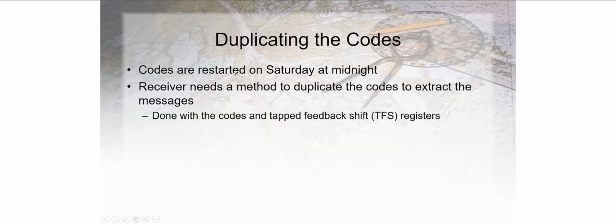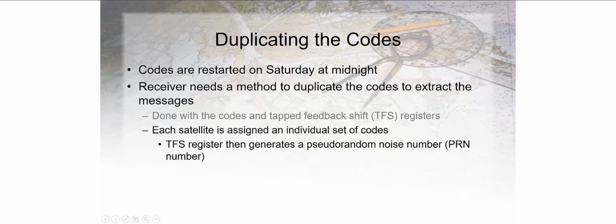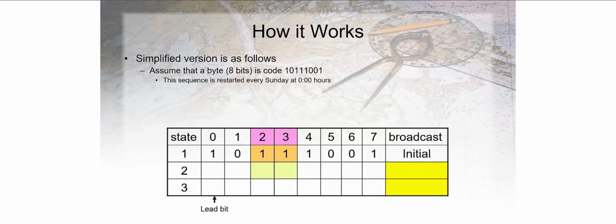Now this is done with some initial codes and what's known as a tap feedback shift register. And the tap feedback shift register, what it does is it generates what's known as a pseudorandom noise number. That's your PRN number that identifies the satellite. So each satellite's assigned a code, and then this tap feedback shift register generates a number. And in fact, that number is not random because it's done with a mathematical algorithm, but it sounds random. And in fact, if you tune into this signal and listen to it, you'd hear basically white noise or static. It'd be like having a radio channel not listening to anything.